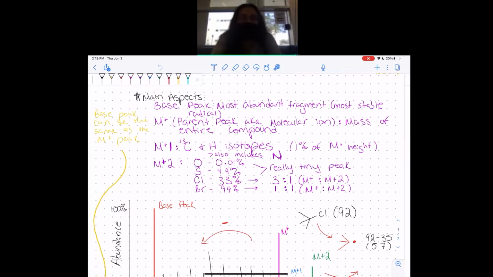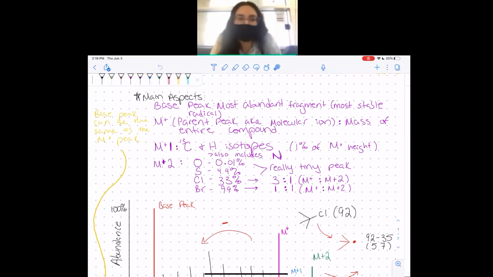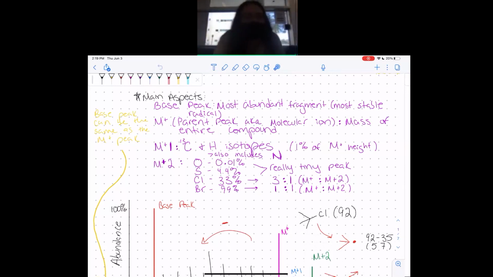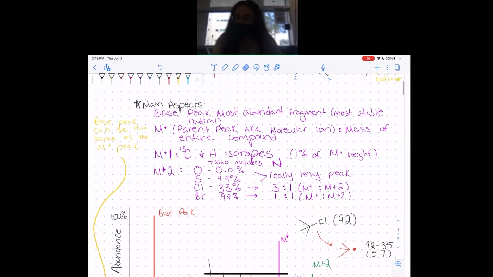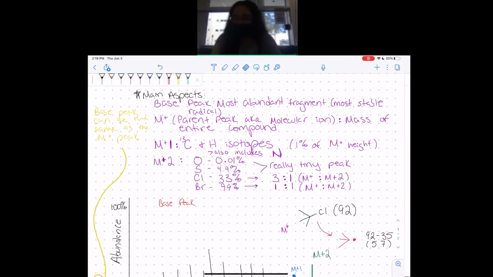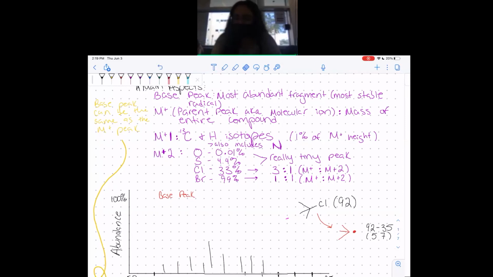The M+ peak is the parent peak, aka the molecular ion. And so that is going to tell us the mass of the unfragmented molecule, so the whole molecule. We'll talk more about that in a second, but essentially sometimes the base peak and the M plus peak can be the same, but they are not always the same. I'm just erasing some stuff so we can do it together. Okay, sorry.